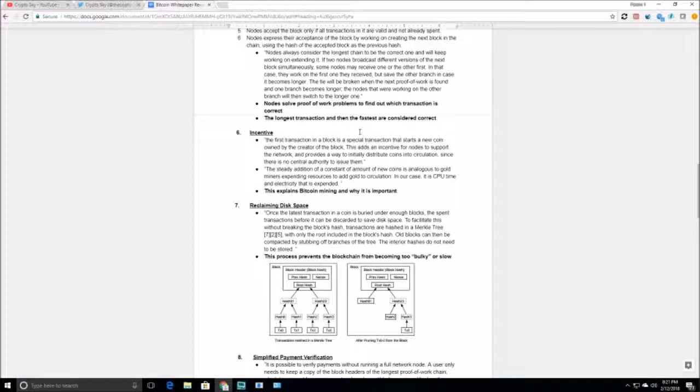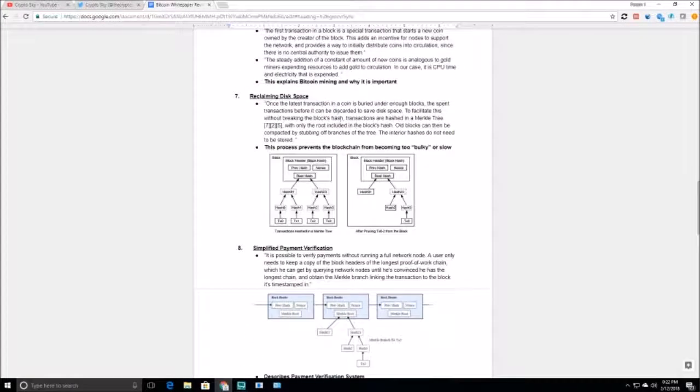The problems that are solved by these nodes, and the blocks that are being created, actually create Bitcoin. So the steady addition of a constant amount of new coins is analogous to gold miners expending resources to add gold to circulation. In our case, it is CPU time and electricity that is expended. So it compares this to real-life mining for gold. A miner has to have resources and spends time and energy to actually mine gold, whereas with Bitcoin, the computer is actually spending its time and its energy to mine Bitcoin.